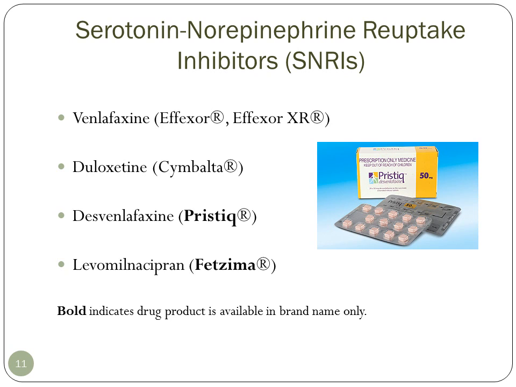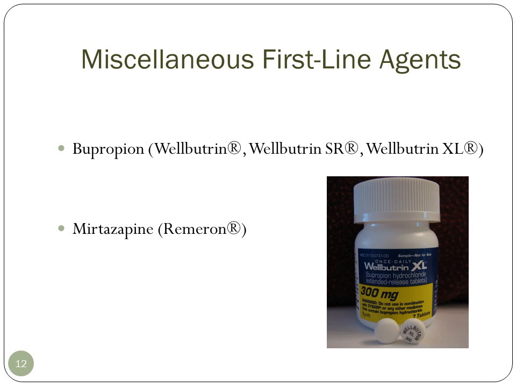Desvenlafaxine is actually the active metabolite of venlafaxine, and there's also no evidence that it's any more effective than venlafaxine. Duloxetine is also used to treat fibromyalgia and diabetic peripheral neuropathy. So sometimes this is a great option for patients that have neuropathic pain and depression. And our miscellaneous first-line agents are bupropion and mirtazapine. Bupropion can also be used for smoking cessation, in which case it is marketed under the brand name Zyban.